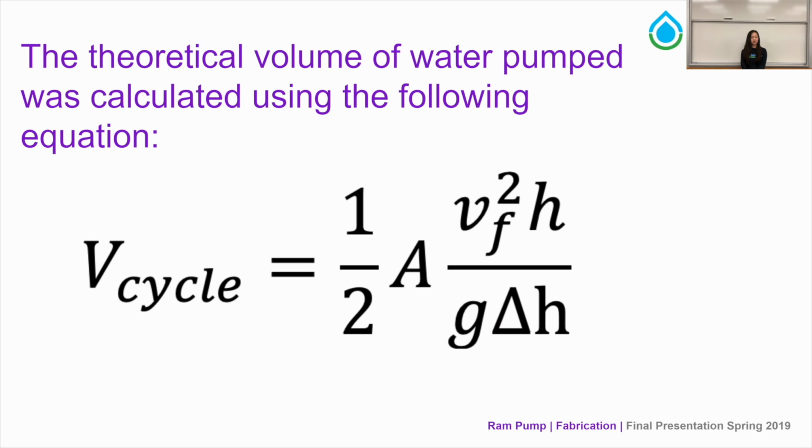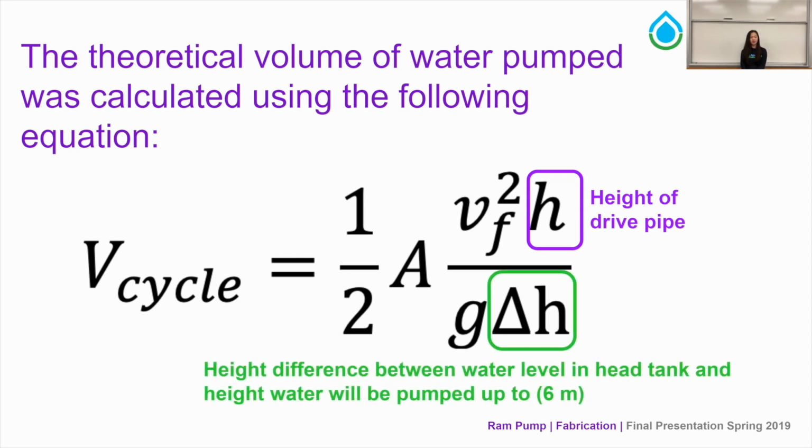In order to do that, we had to compare our experimental values with theoretical values. So we derived this equation for the theoretical volume of water being pumped during each cycle. This equation was derived using F equals ma and kinematic equations, where h equals the height of the drive pipe. Delta H is the height difference between the water level in the head tank and the height that we want to pump water up to. In this case, we set it to 6 meters.